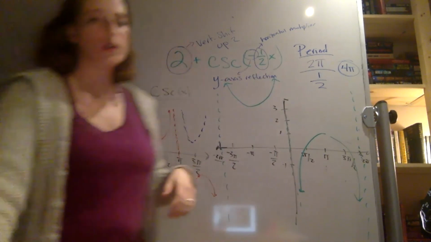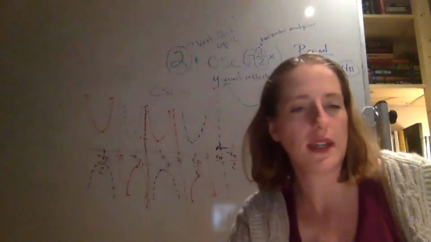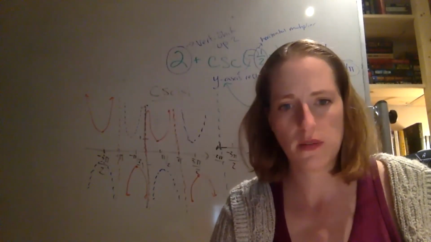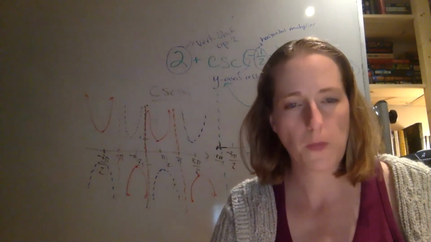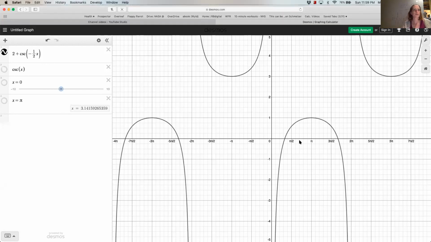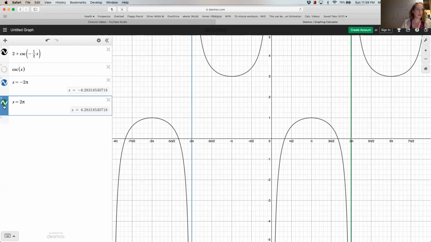Let's go ahead and go to Desmos and see how we did. Okay, so let me share my screen with you. Hopefully you're seeing Desmos. And let's go ahead and look at our little graph here. All right, our period certainly goes from negative 2 pi to 2 pi, just like we thought it would. And our up curve is here on the left and it starts at 3. Our down curve is here on the right and it starts at 1.